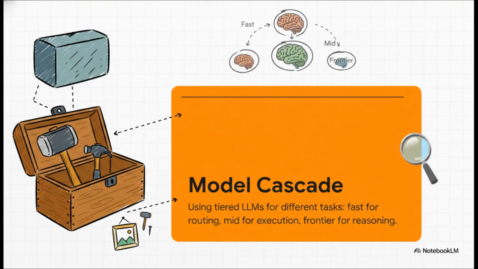The core idea here is something called the model cascade. And honestly, the best way to think about it is like a craftsman's toolbox. You wouldn't use a giant sledgehammer to hang a small picture frame, would you? Of course not. It's the exact same principle. You shouldn't use your most powerful, most expensive model for simple, everyday tasks. A cascade uses different tools for different jobs.